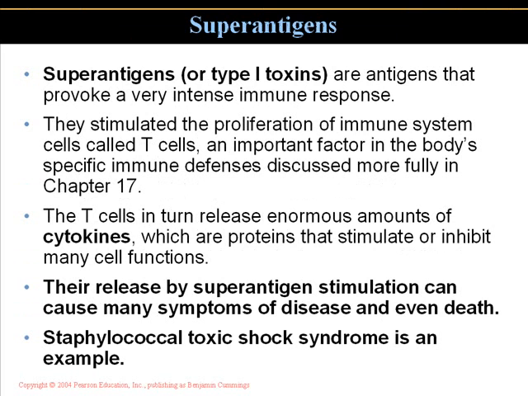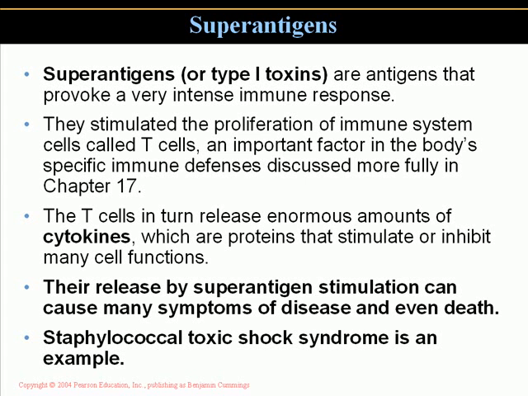Superantigens are type 1 toxins. These are antigens that provoke a very intense immune response. They stimulate the proliferation of immune system cells called T cells, important factors in the body's specific immune defenses, and it's discussed fully in the following chapters.